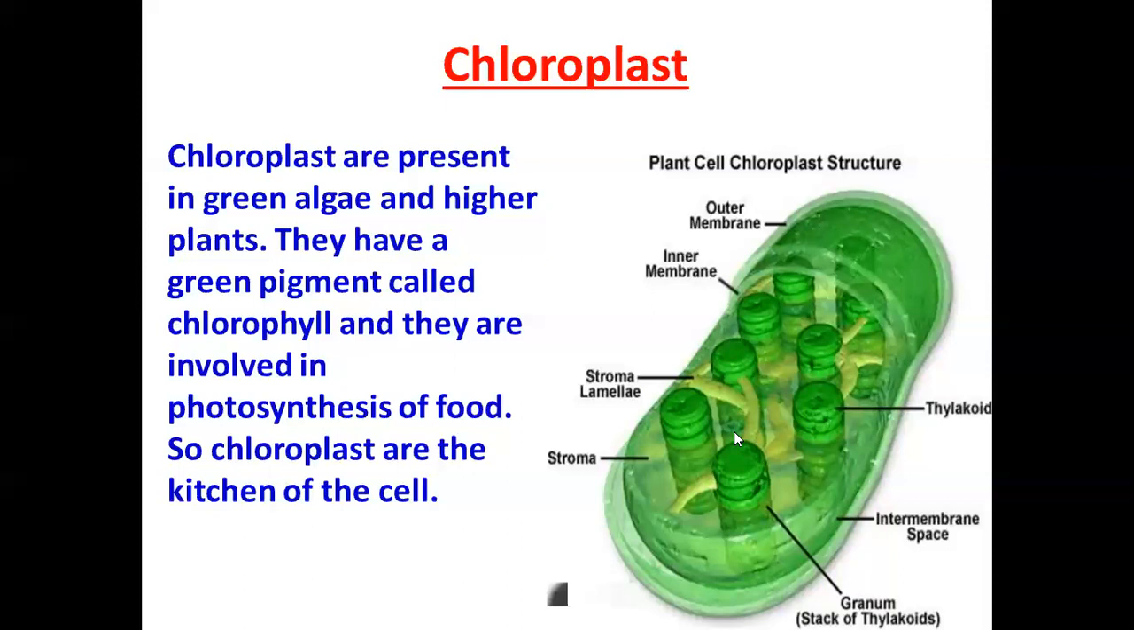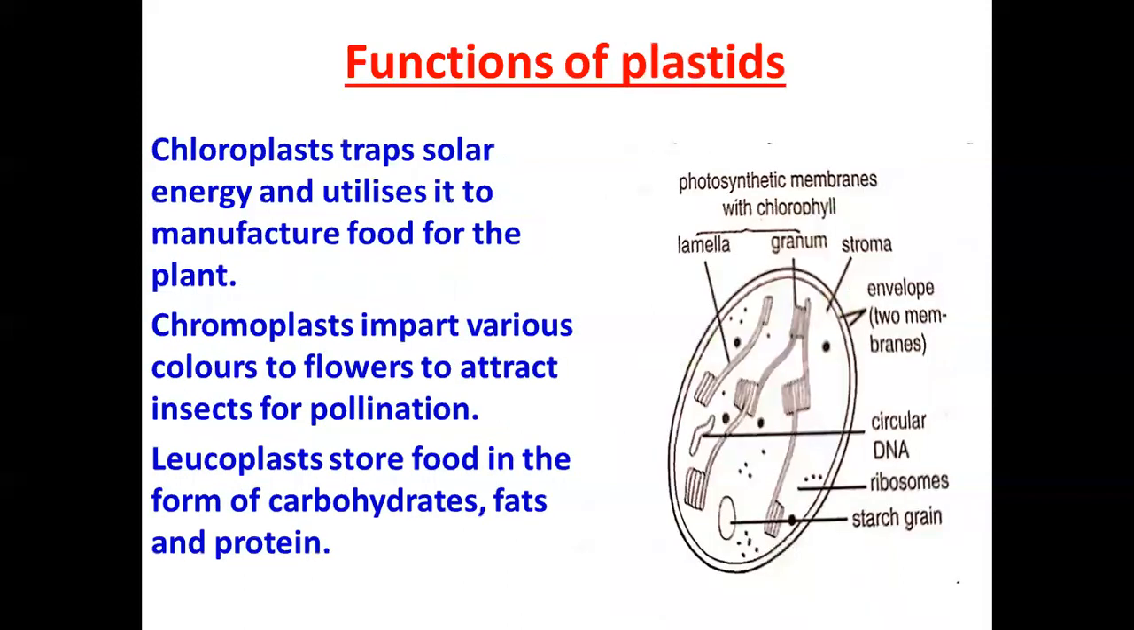Now, what is the function? I think granum is very clear. Stack of thylakoid. Clear? And one coin is a thylakoid. Grana are stacks of membrane-bound flattened discoid sacs, which are known as thylakoids. Clear? Now, what are the functions of plastids? Chloroplast traps solar energy and utilizes it to manufacture food for the plant.